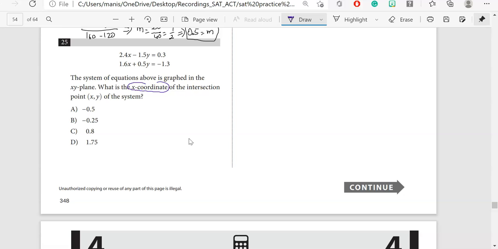So while looking at this, I was able to figure out this is 0.5, this is 1.5. So I should multiply this by 3. Why? When I multiply this by 3, this part will become 1.5. And since they have opposite signs, on adding the equations, this will be cancelled out. In simple words, I will be eliminating y, so I can get my value of x.